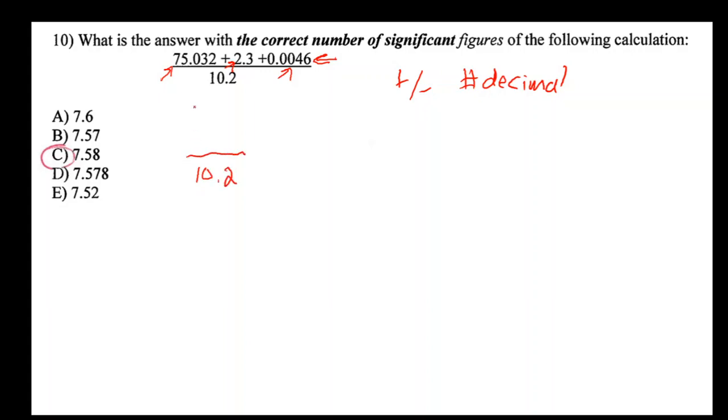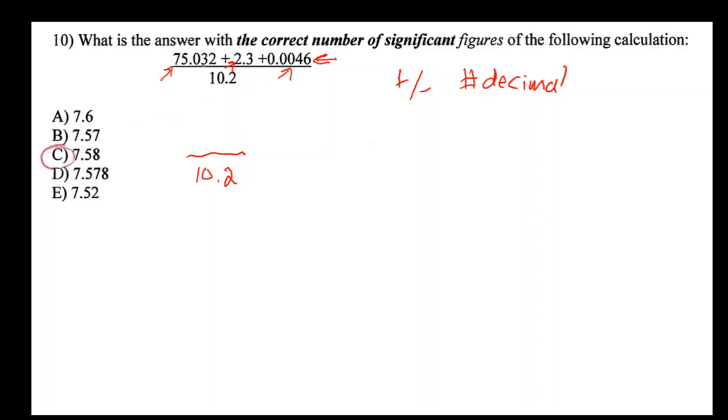So adding 75.032 and 2.3. Do you do these one at a time? I think so. When they ask these specific sig fig questions, you just do it step by step, keeping the sig fig rules in mind for every operation, and then that carries forward.